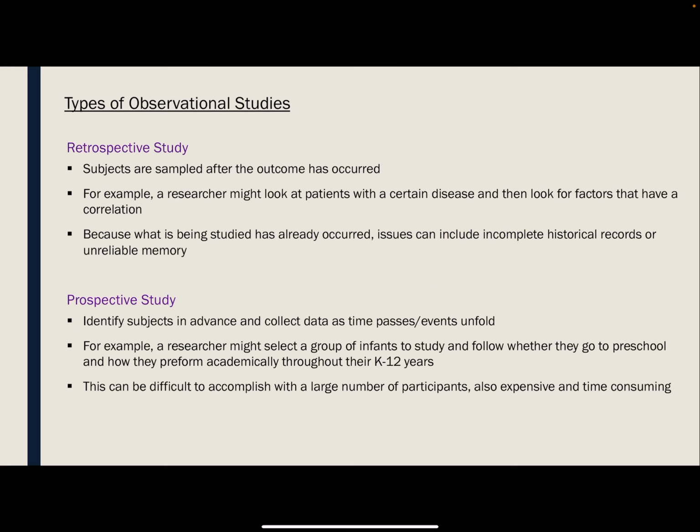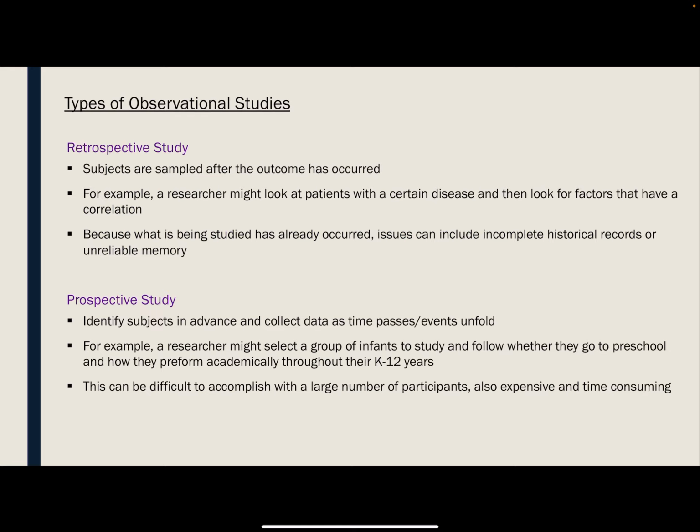There are two types of observational studies, a retrospective study and a prospective study. Think retro in the past, pro is in the future. With a retrospective study, the data already exists. It's already there, and the researcher is choosing their subjects to be part of the study, and then they're going into the past data and looking for associations. Sometimes with this type of study, there can be problems if there are incomplete historical records or if they're trying to use a subject's memory.